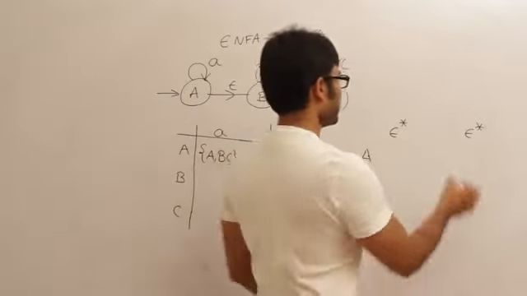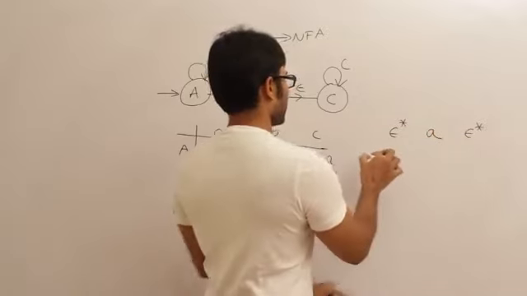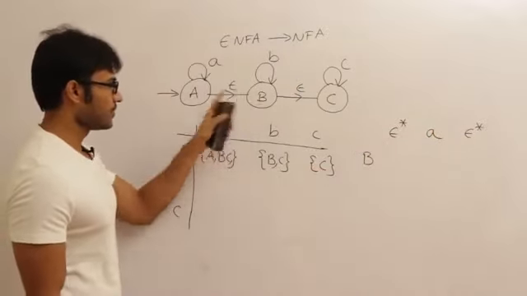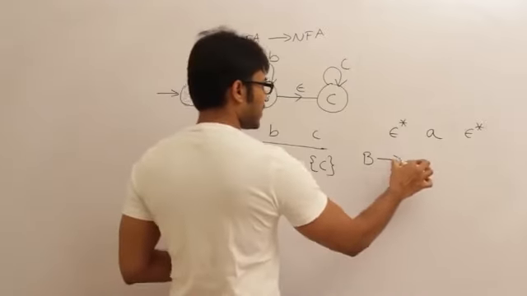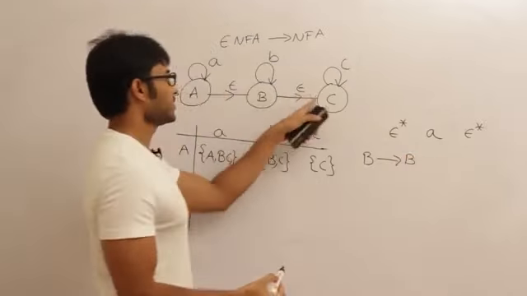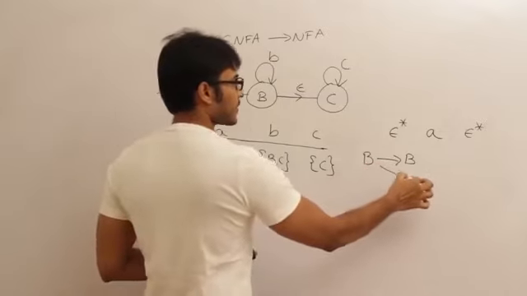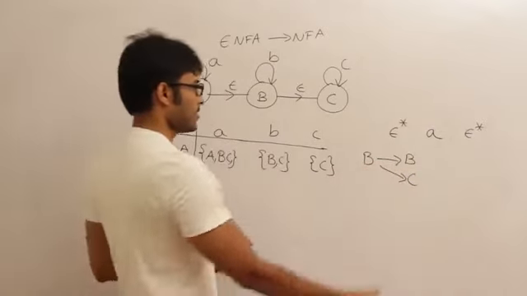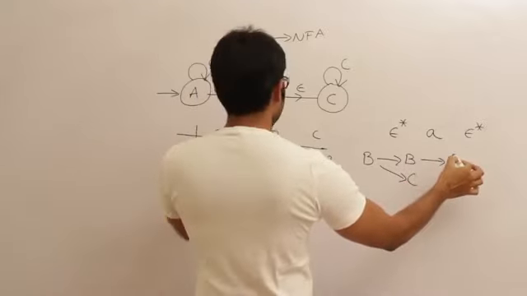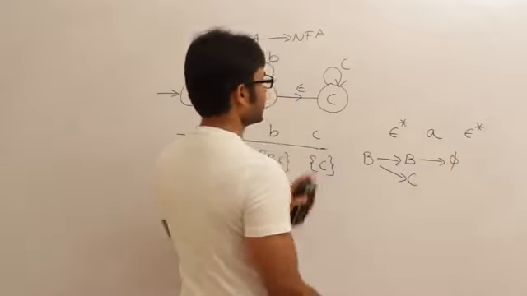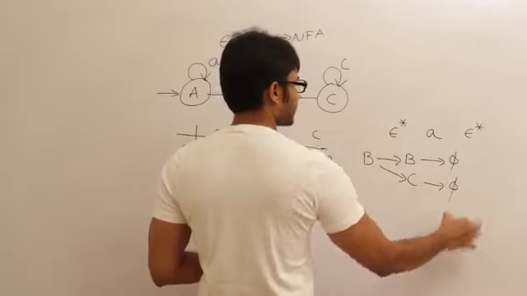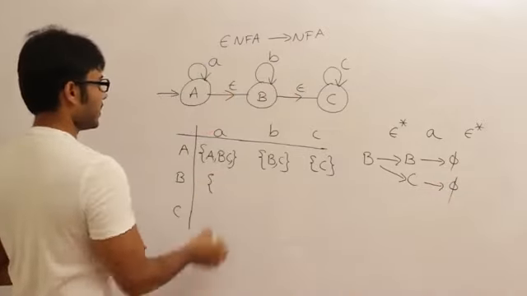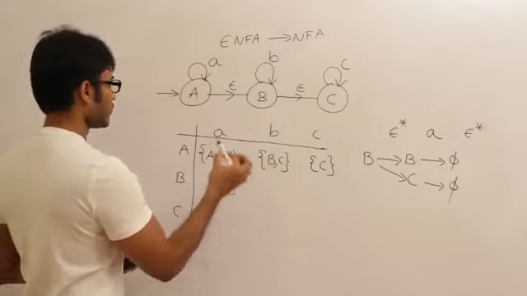Capital B on small a. So what is epsilon closure of capital B? Epsilon closure of capital B is, one is it will contain B itself, and the other is it will contain even C. So B and C are the epsilon closure of capital B, and capital B on a is phi and capital C on a is phi. Therefore it is going to die there. So capital B on a, it doesn't have any moves.